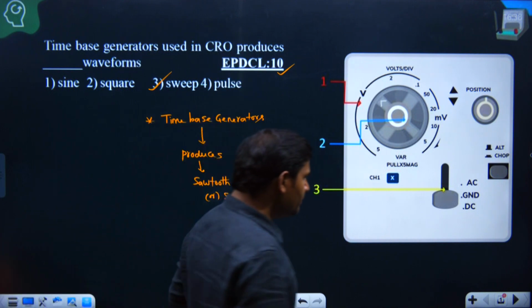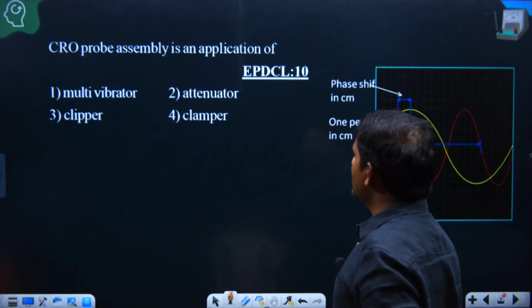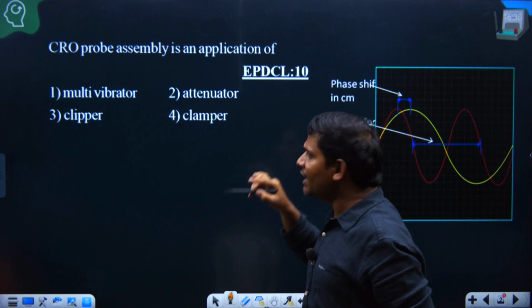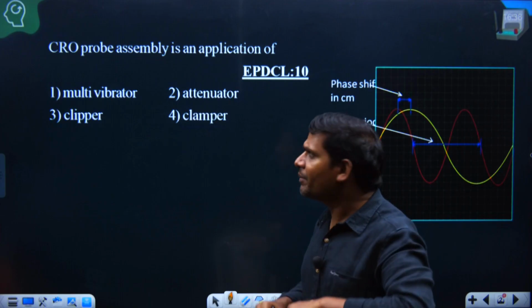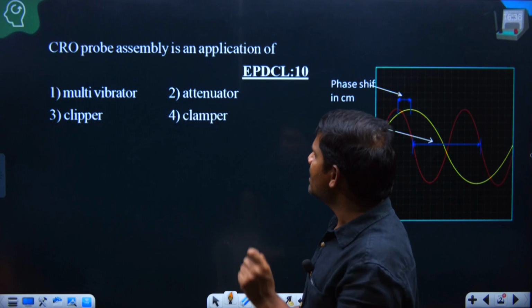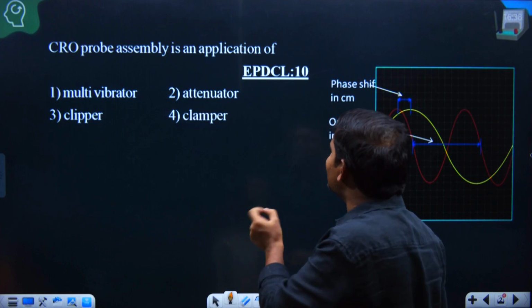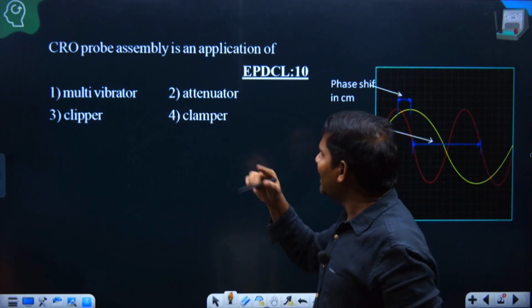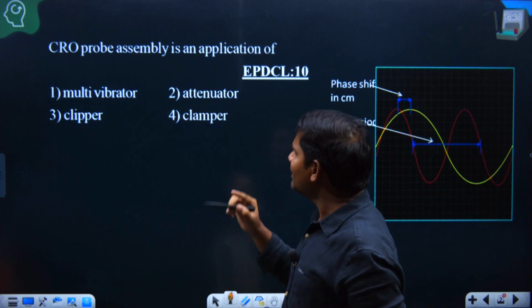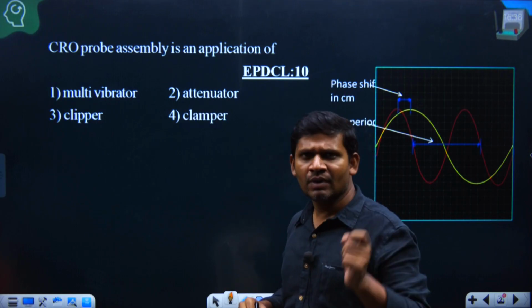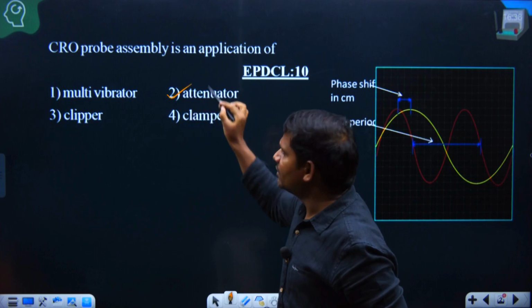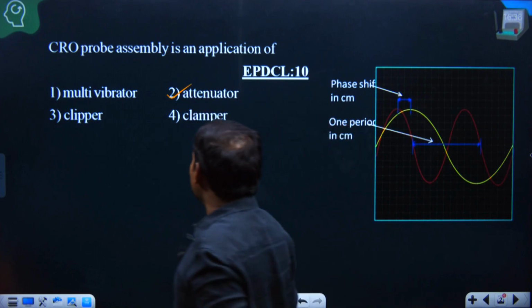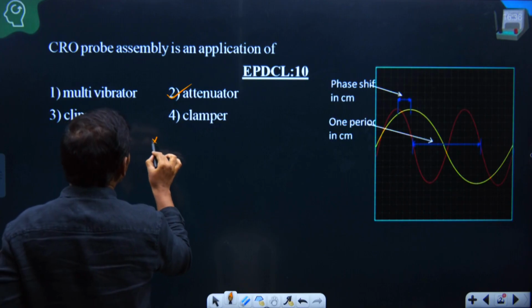See the next question. This question is asked in EPDCL 2010, subject Measurements, topic CRO. CRO probe assembly is an application of multivibrator, attenuator, clipper, clamper. The answer is attenuator. Students, we know that in probes there is an attenuator.